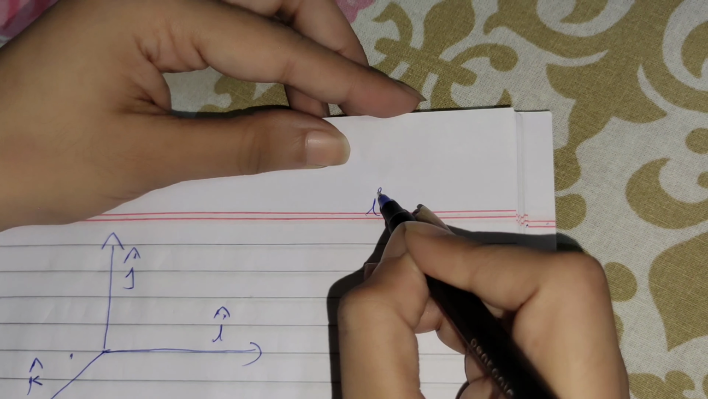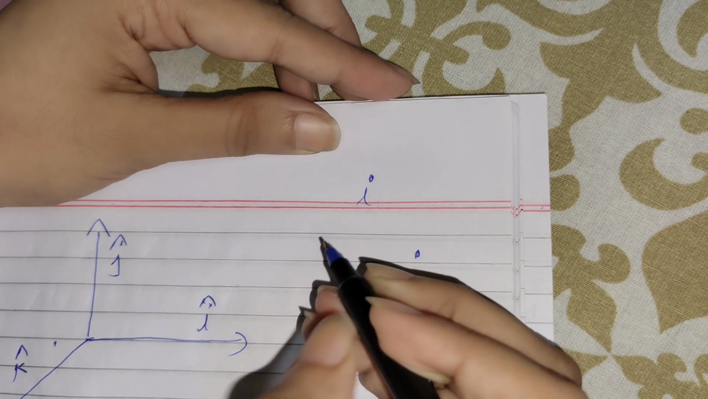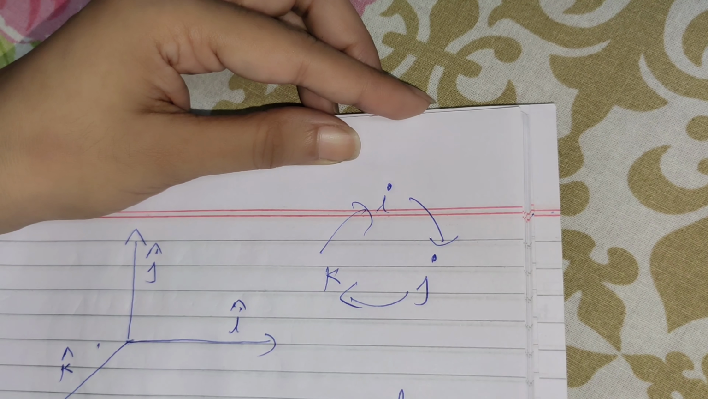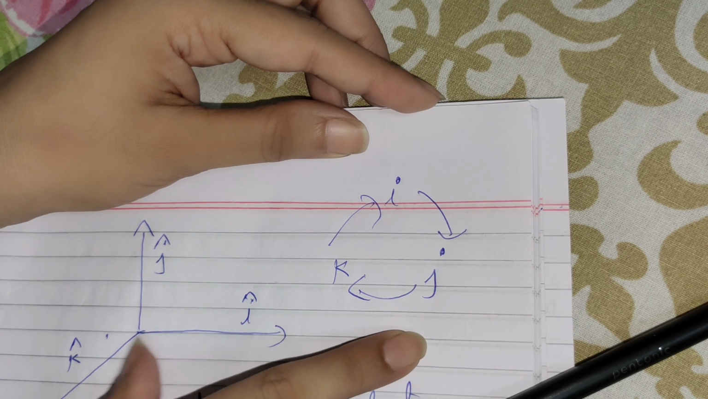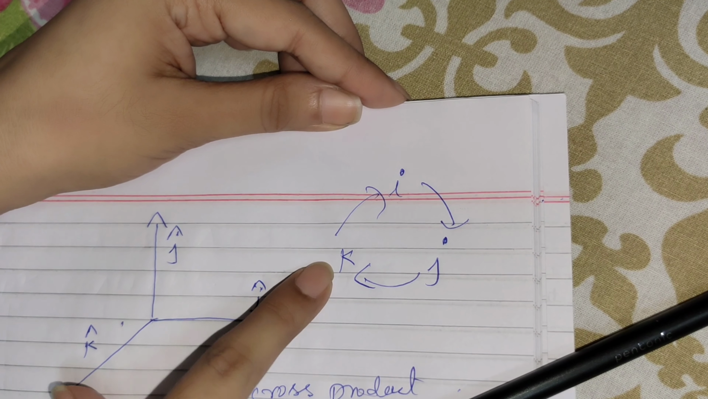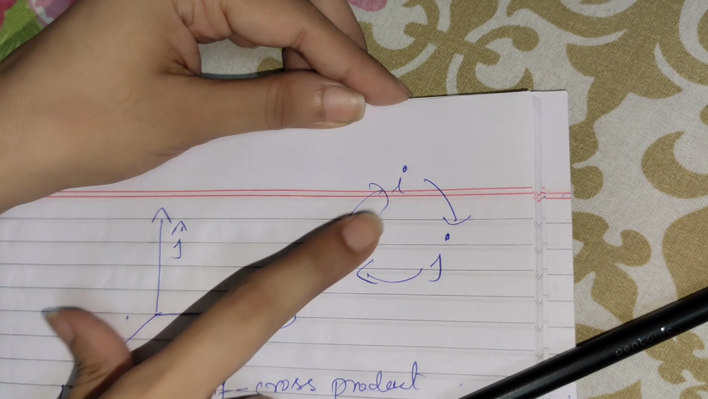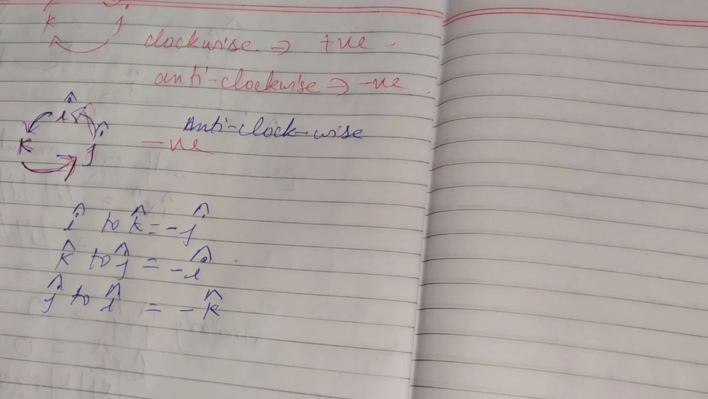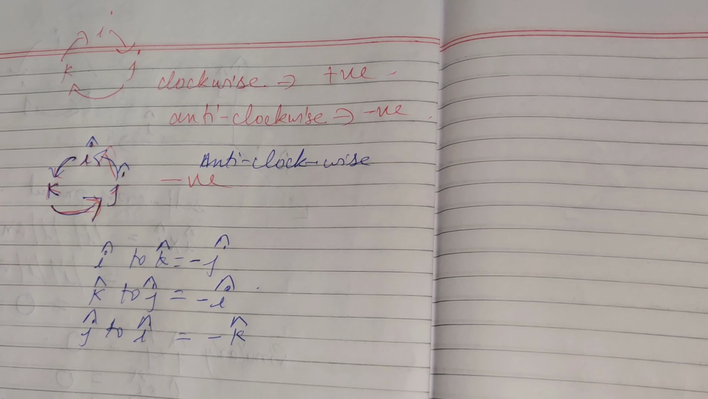Like if I do this I, j, k, this is much more easy. Just draw this cyclic order. So if it is I to j, the direction would be k. If it is j to k, the direction would be I. And if it is k to I, the direction would be j. So from this, we can conclude one more thing.